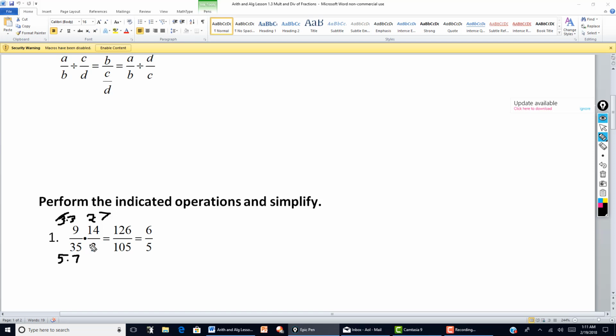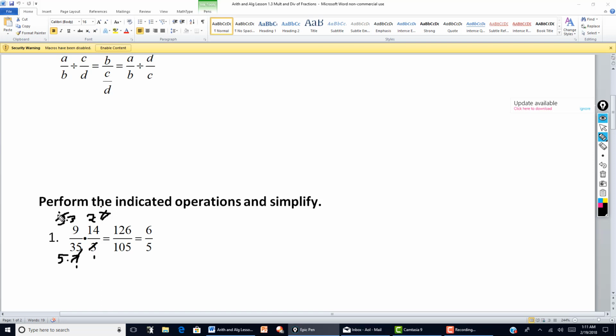So this 3 can divide out with this 3 right here. This 7 can divide out with this 7 right here. And remember, when you divide these out, they actually become ones. So this is a 1 here, and 1 here, 1 here, and 1 here. And then you multiply what you have left.